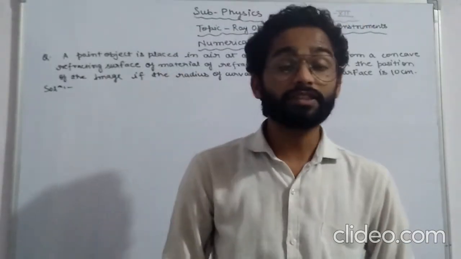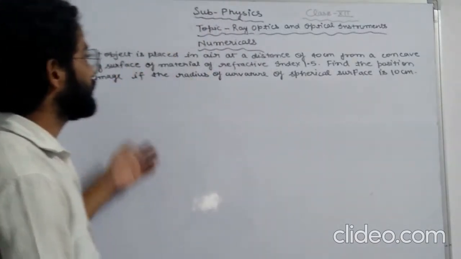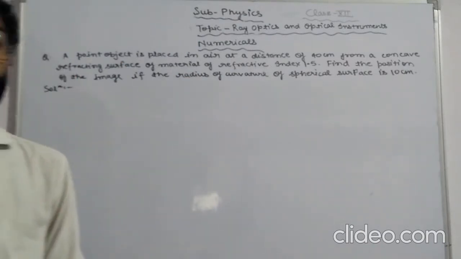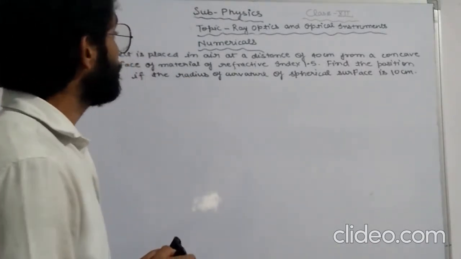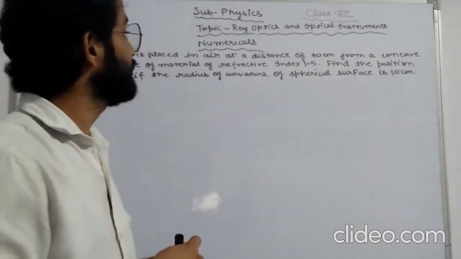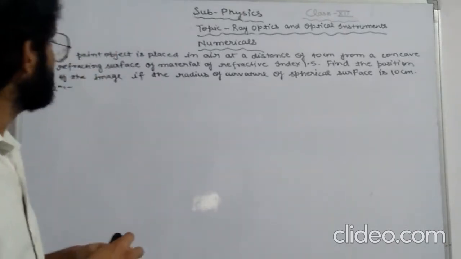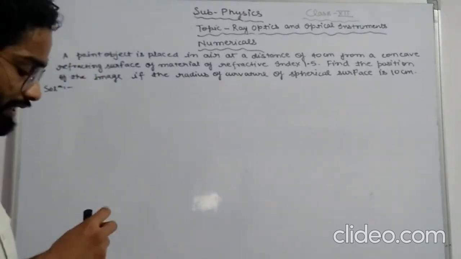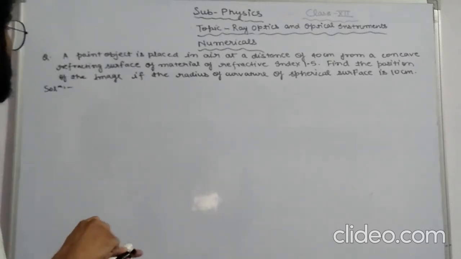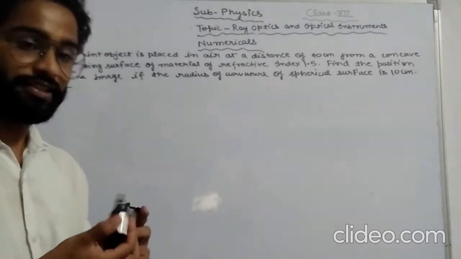Good morning students, welcome you all. Now we are ready with our new numerical, and this numerical is about a point object placed in air. A point object is placed in air at a distance of 40 centimeter from a concave refracting surface of material of refractive index 1.5. Find the position of the image if the radius of curvature of the spherical surface is 10 centimeter.